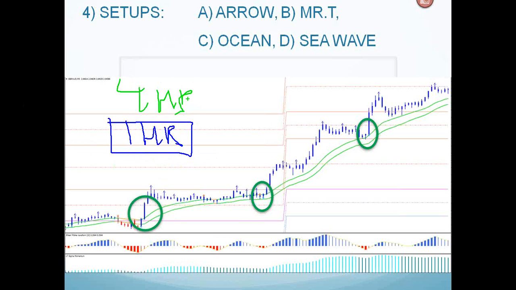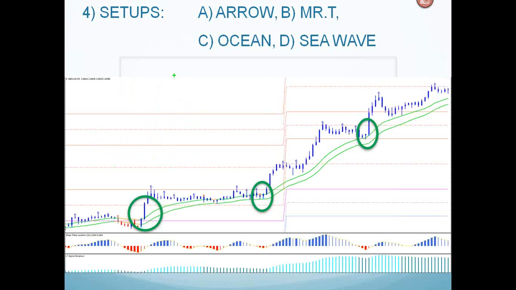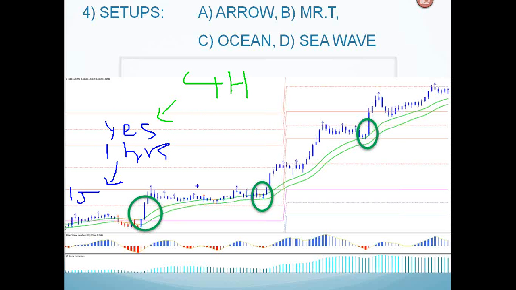This is a 4-hour trend. So, 4-hour trend, 4H, all right? Momentum, yes. On the hourly, then we go to the 15-minute chart. No, we stay on hourly. Okay, so that's how we do it.